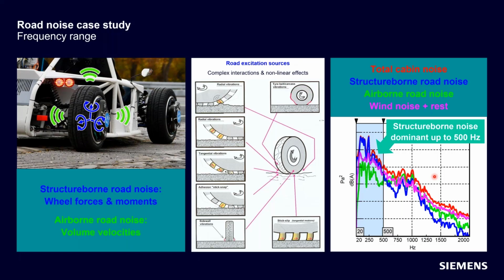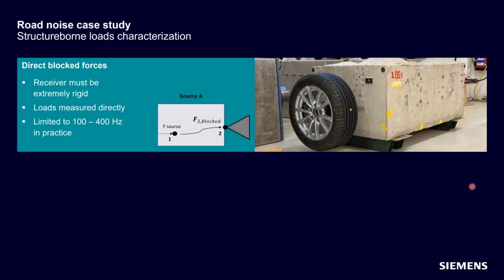So when it comes to blocked forces for road noise, this is really defining the frequency range that we want to cover. We want to be able to go at least up to 500 hertz. And if we can manage this frequency range, we know that the most important part of our road noise is captured. How can we obtain these blocked forces then? Again, I showed this picture earlier. Well, not exactly this picture, but this concept of directly measuring those blocked forces.